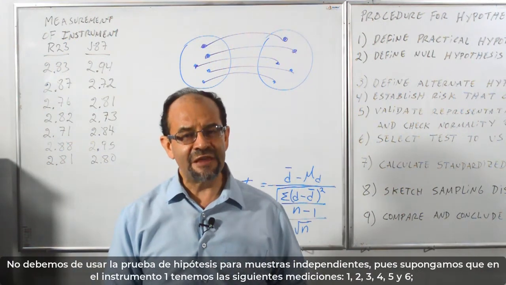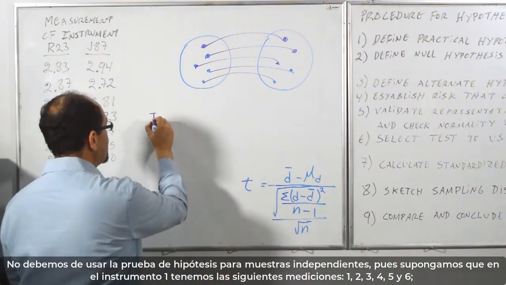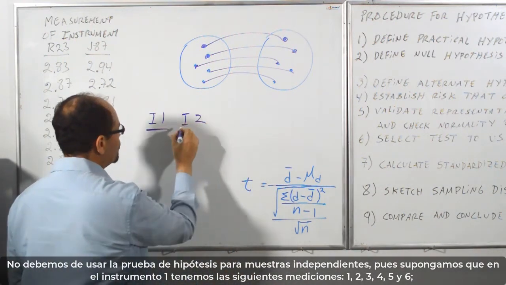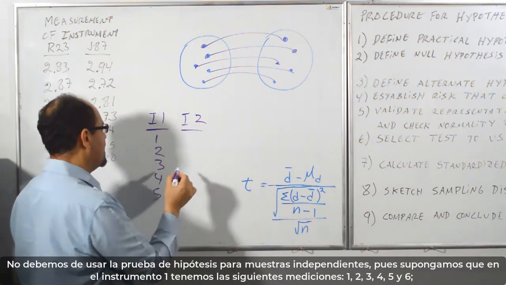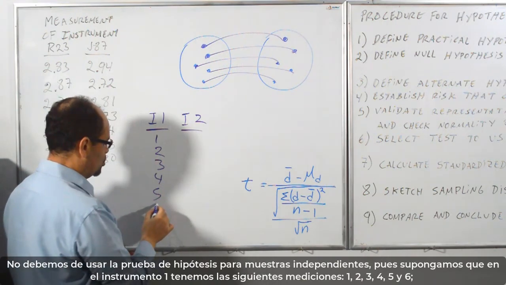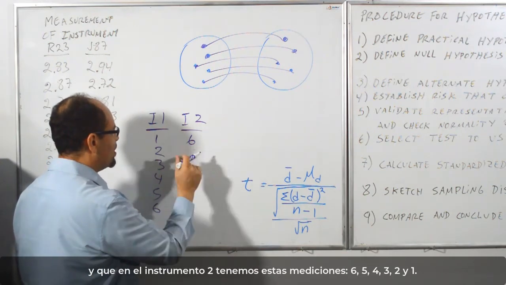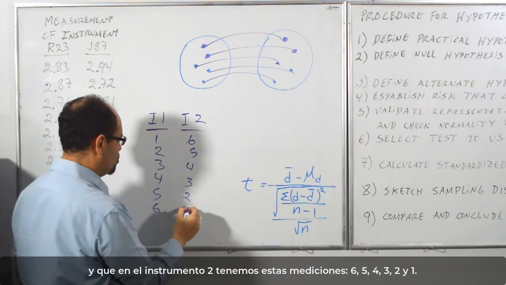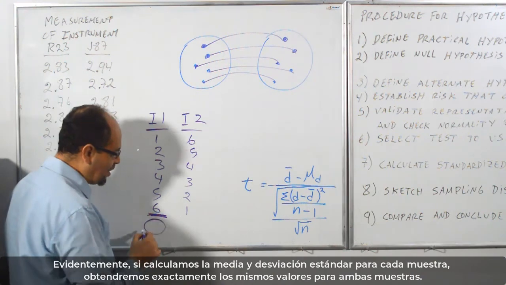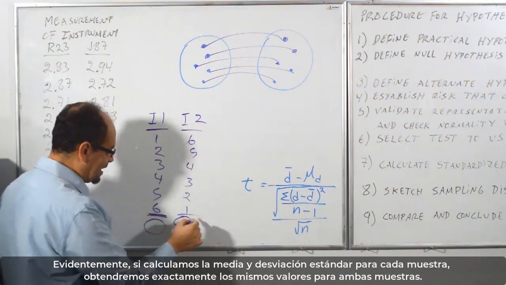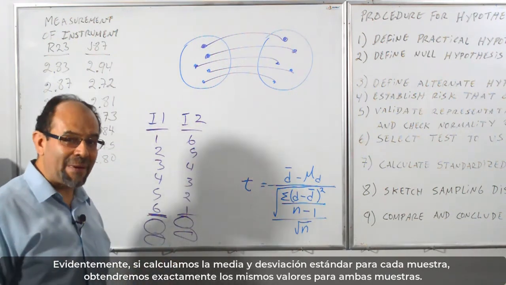I should not use the previous hypothesis testing because, for instance, let's say that I have instrument 1 and instrument 2, and for those two instruments I have these measurements: 1, 2, 3, 4, 5, well, let me do 6, and 6, 4, 6, 5, 4, 3, 2, 1. Certainly, if you calculate the average of these values and the average of these values, and the standard deviation of those values for both, you are going to have exactly the same values for both.